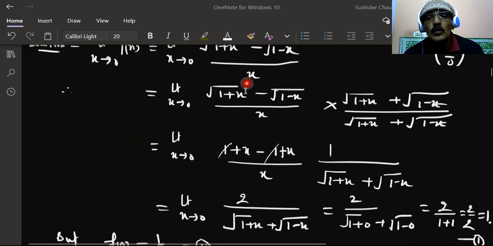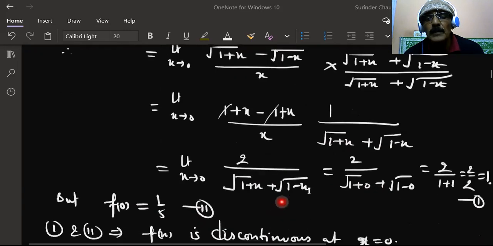So the root is cancelled. This is 1 plus x upon minus 1 minus x. 1 plus x minus 1, minus into plus is minus, 1 minus into minus is plus. So this is 2x upon x times root of 1 plus x plus root of 1 minus x. x is cancelled. This is equal to 2 upon root of 1 plus x plus root of 1 minus x.